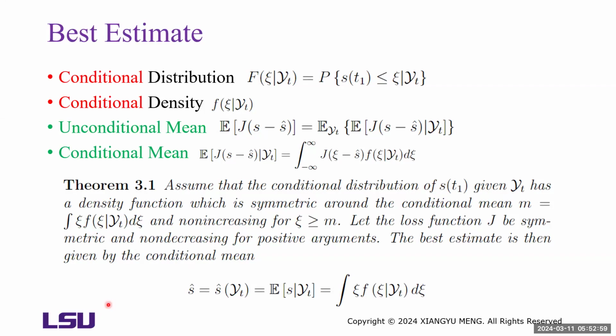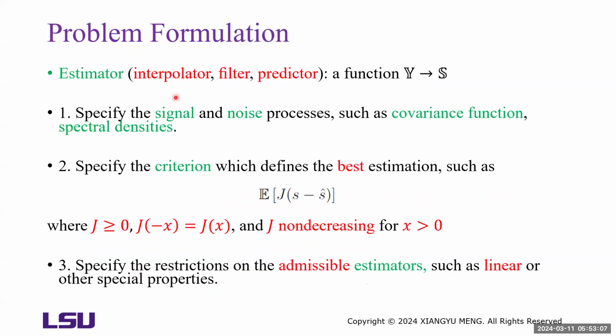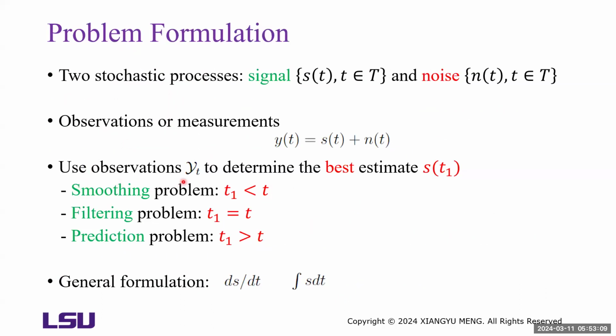In this video, let's discuss the best estimate. The estimation problem is formulated as: use observations Y^T to determine the best estimate of S_{T1}. We know S_{T1} is a random variable. To know the random variable, we must know the probability distribution.